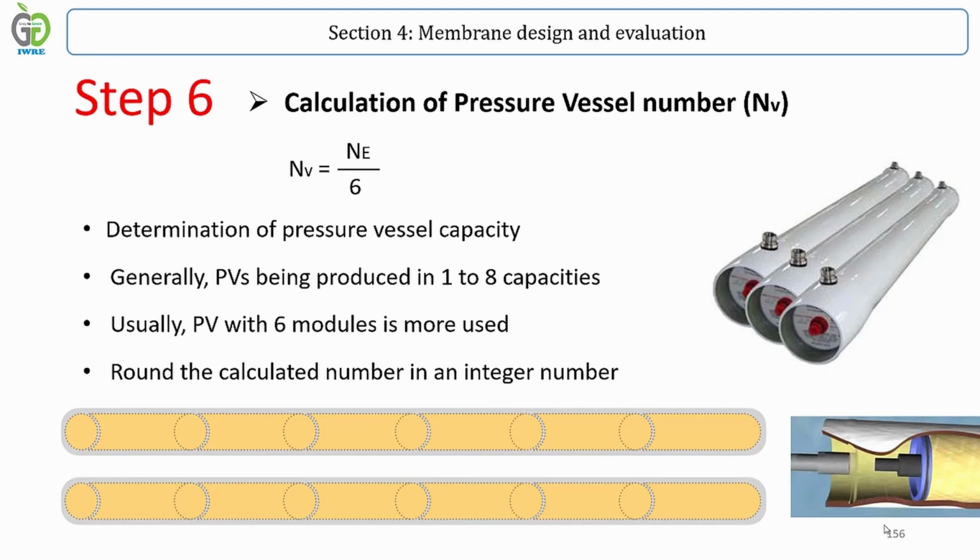Small systems with only one or a few elements are mostly designed with the elements in series and a concentrate recirculation for maintaining the appropriate flow rate through the feed channels.